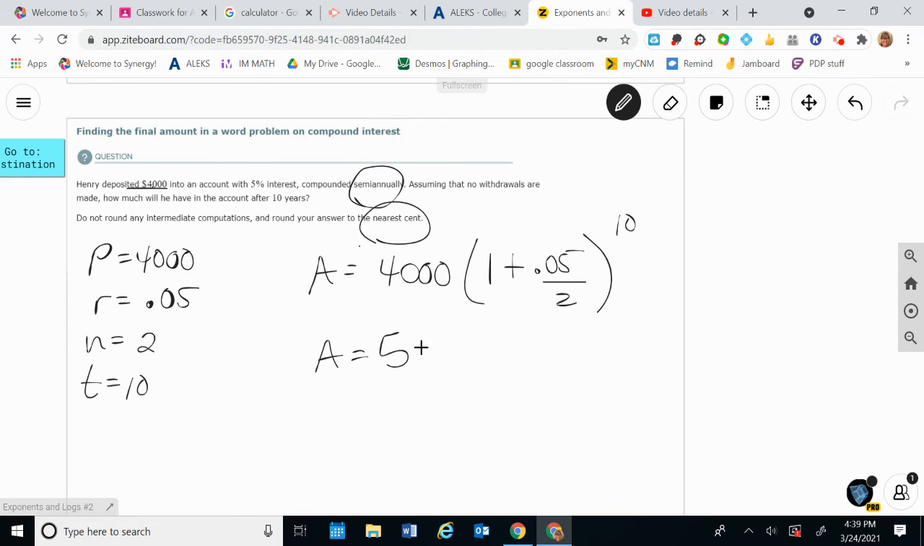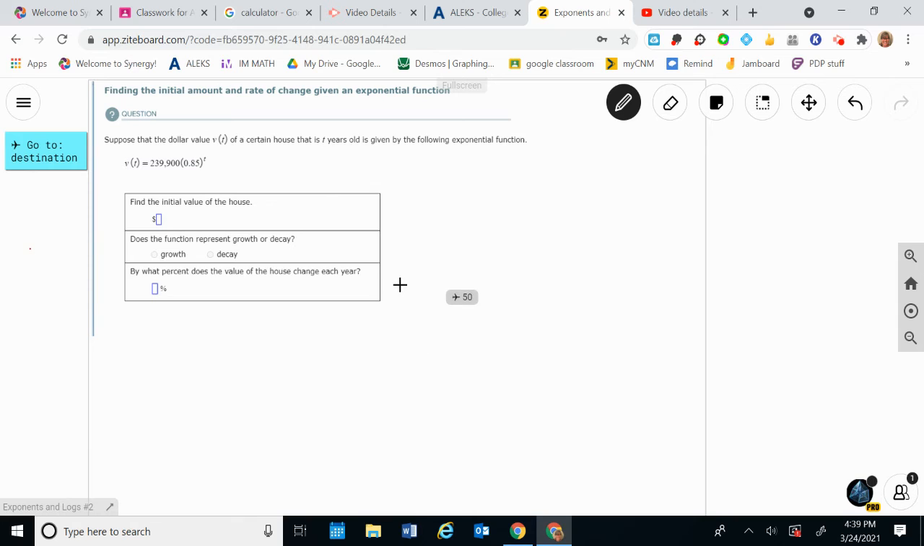5,120.34. So round to the nearest cent. There you go. But do you see how I entered it into the calculator? You don't have to do all the intermediary stuff if you know how to enter it into the calculator, and it makes it so much easier.